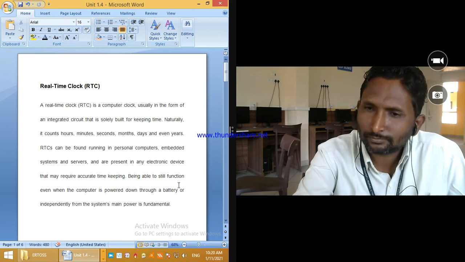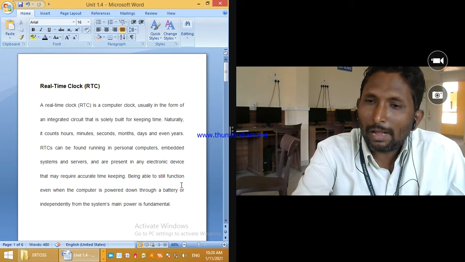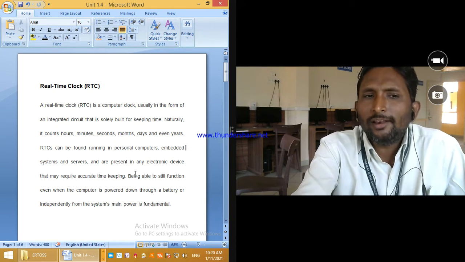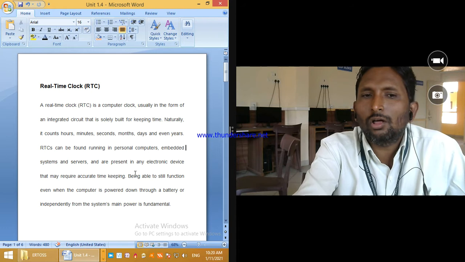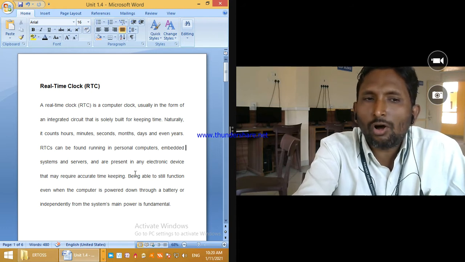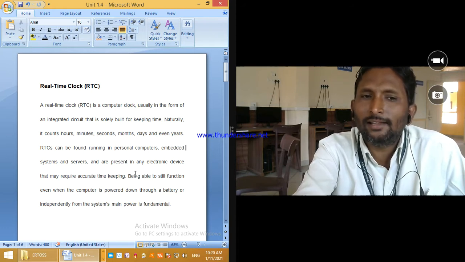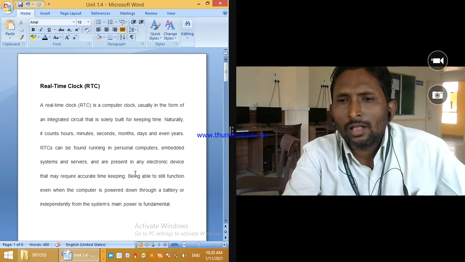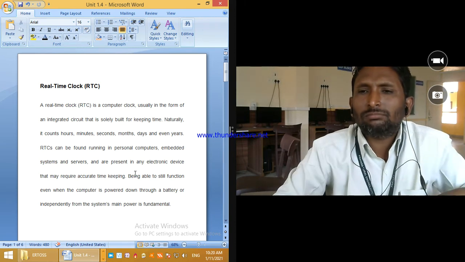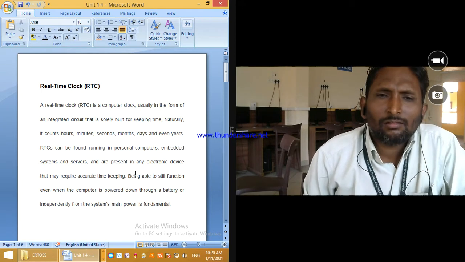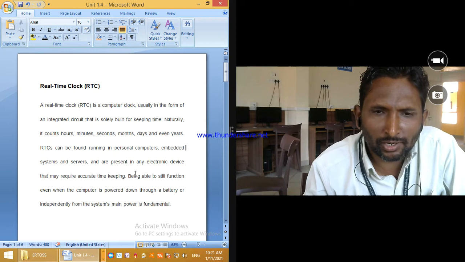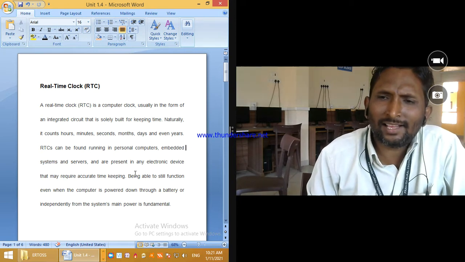This is about power supply. Second, real-time clock. A real-time clock is a computer clock usually in the form of an integrated circuit that is solely built for keeping time. If you are able to see the written material on your screen, please read it. I am not going to read it whole. But what exactly it is?